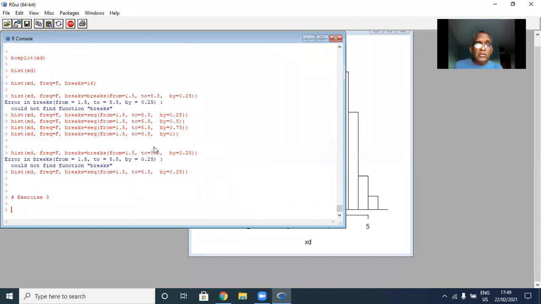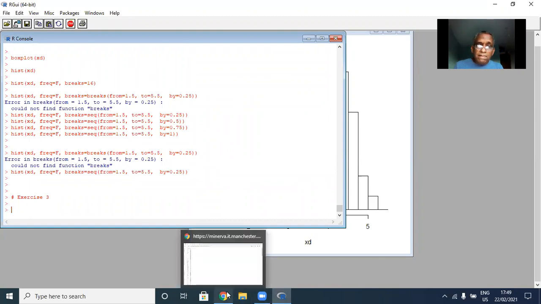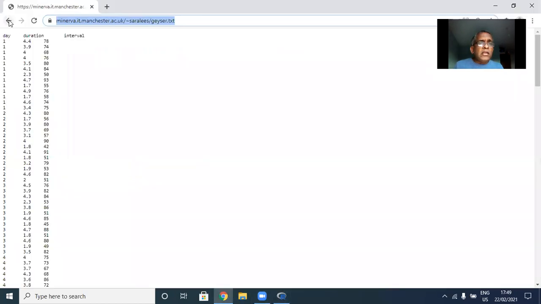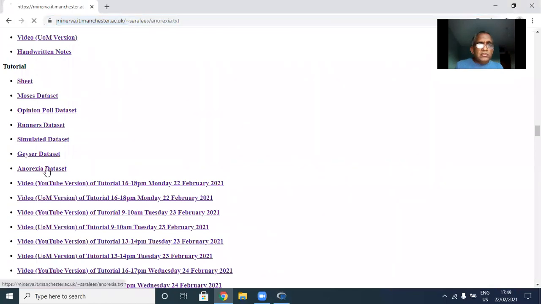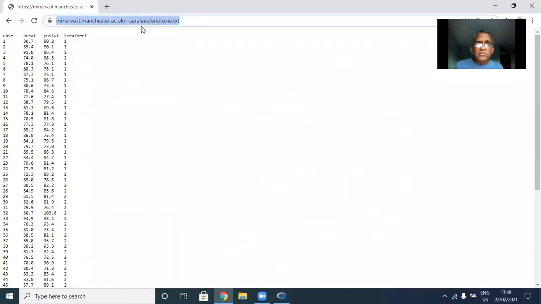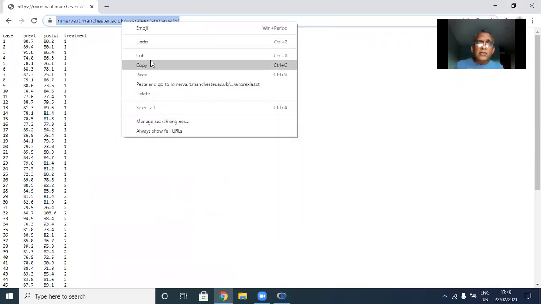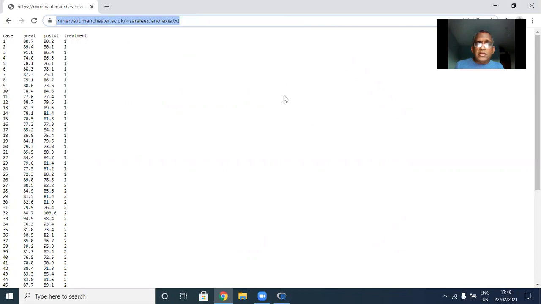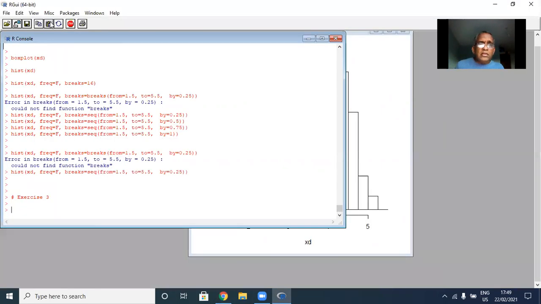Okay. Exercise 3. The last one is exercise 3. It's on the anorexia data set. I'm not a doctor, but anorexia, I believe, is kind of a disease or something. So I will copy this data. There are 4 columns to this data, and the first is the case. The second column is the pre-weight. The third column is the post-weight, and the final column is the treatment column. Okay, so let me read the data.